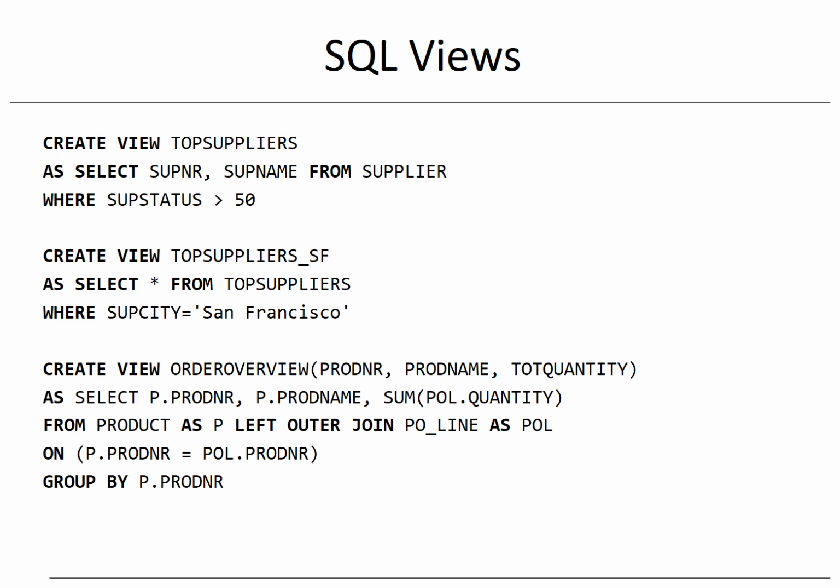The third view is called Order Overview. It contains the product number, product name, and total ordered quantity of all products. Note the left outer join in the view definition to ensure that also products with no outstanding orders are included in the result.